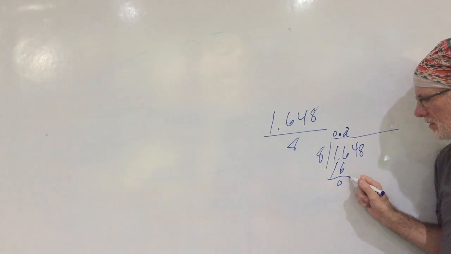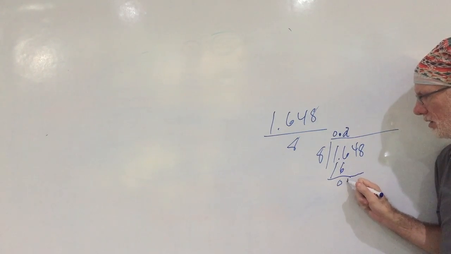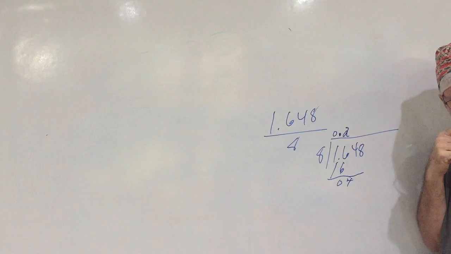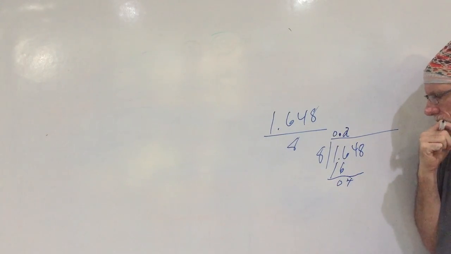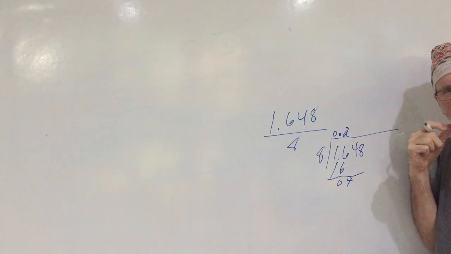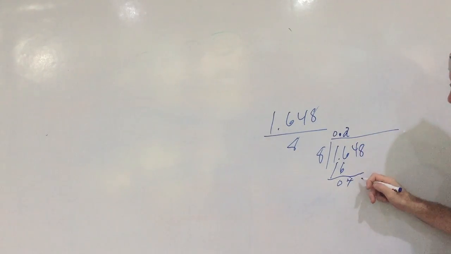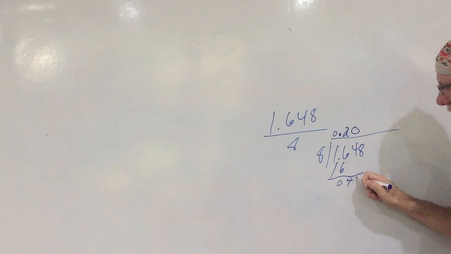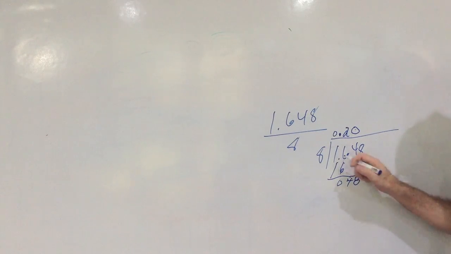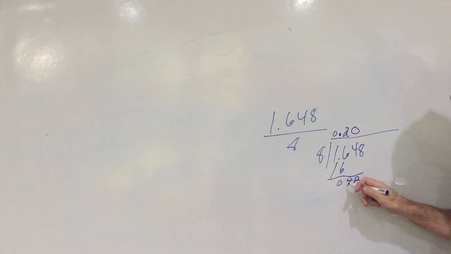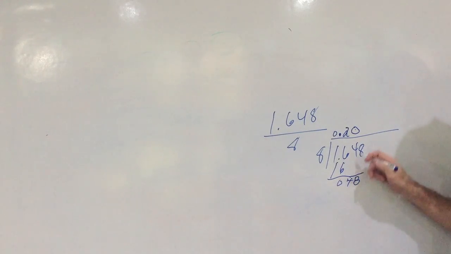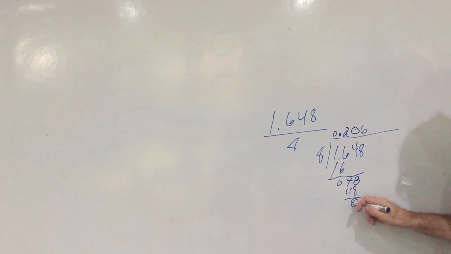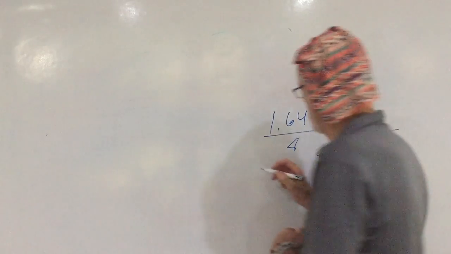Then bring down the 4. Does 8 go into 4? It goes into 48, yes, but does it go into 4? No. So what do I do? Bring the 8 down, and I put a 0 there. 8 goes into 48 six times. And what's the 48? Then 0, right?